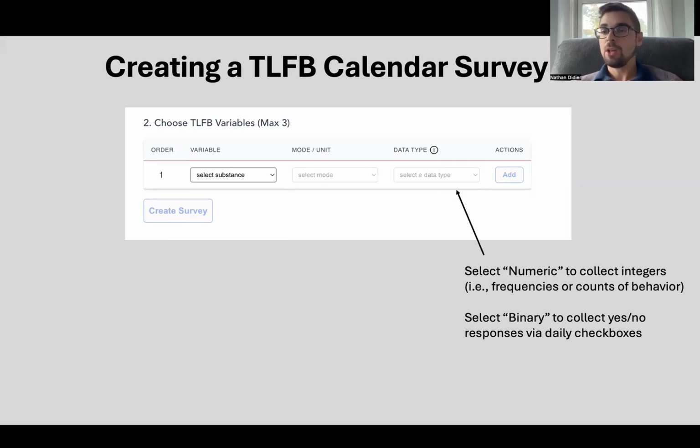For data type, you have two options. You can specify the variable as numeric. So that means you're going to want the user to input a number of uses or number of drinks or number of times that they exercised, or maybe it's a number of miles that they ran, something like that. And then binary simply means did you engage in this or did you not for that day? And so for that, they're provided with a checkbox, not a number input.